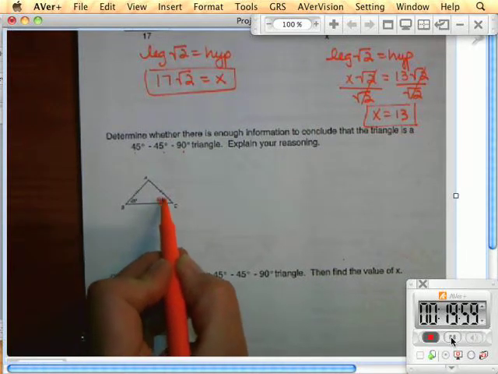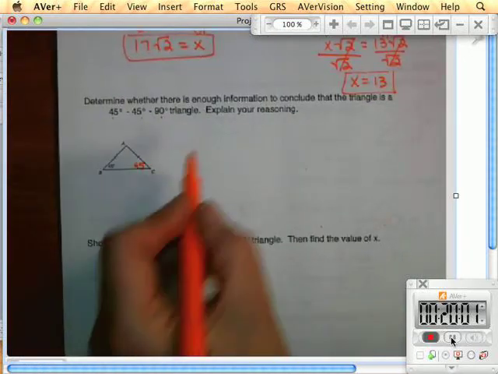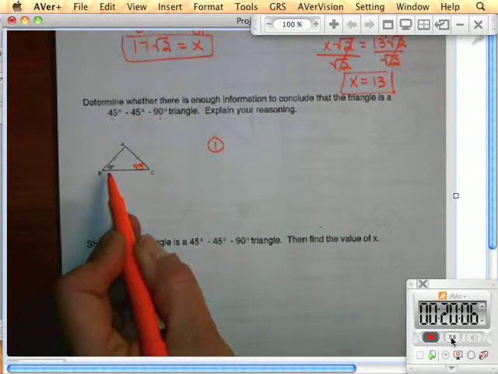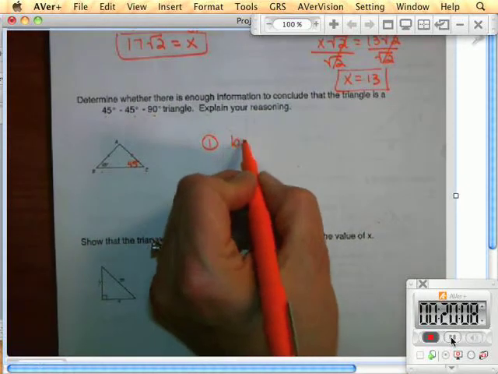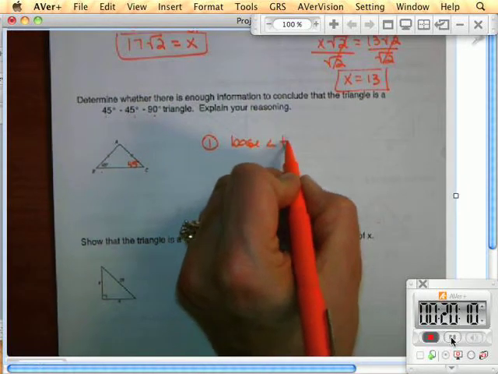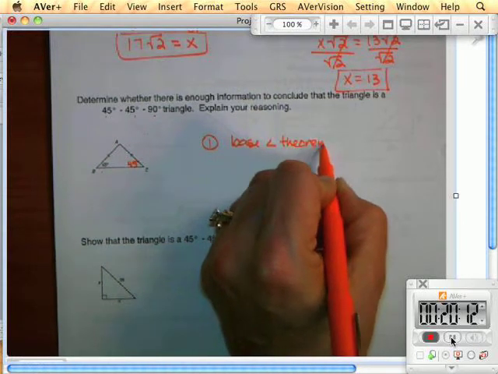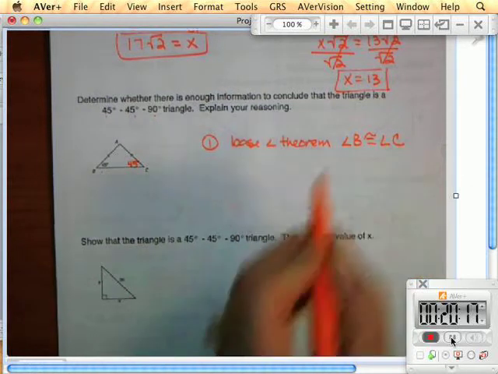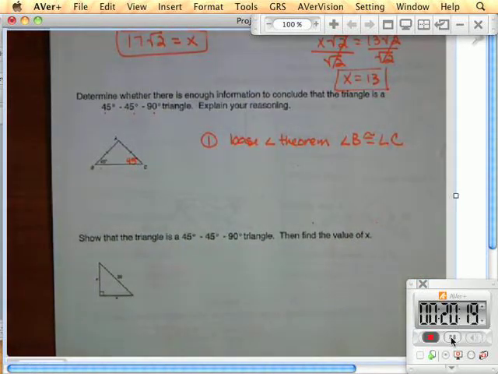Does anybody know the name of that theorem? What are these angles called? The base angles, yes. So the base angle theorem tells me that angle B is congruent to angle C. If you just cannot remember the theorem name, just say angles opposite congruent sides are equal. Good enough. Okay? So that's the first thing.